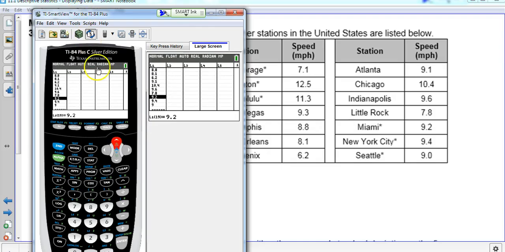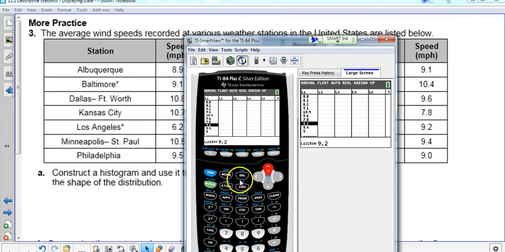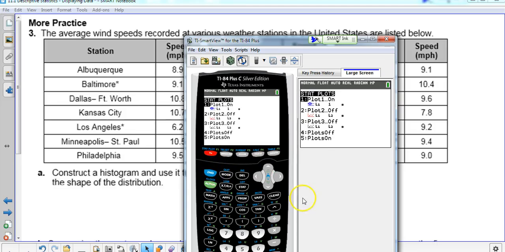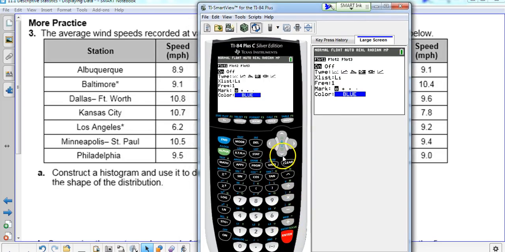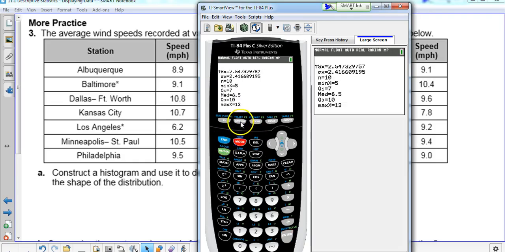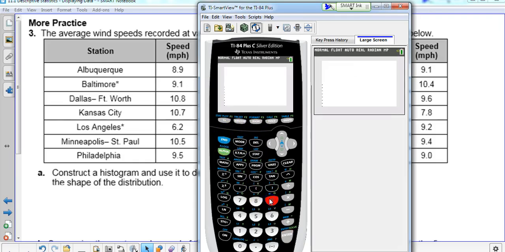All right. Does it ask us to do a histogram first? Okay. So let's be lazy and do zoom stat, okay? So turn on the stat plot. But I don't want a box and whisker this time. I want the little bar graphy thing. And then once I have that, I'm going to just go ahead and do zoom 9 and let it pick the window this time. I went with this is kind of just symmetric. What do you think?